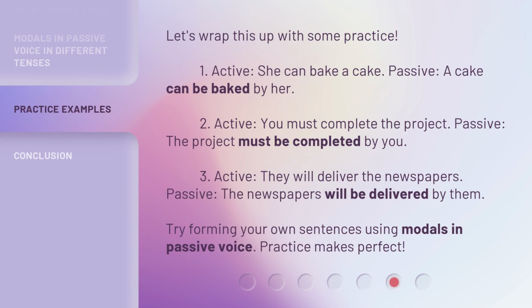Let's wrap this up with some practice. 1. Active: "She can bake a cake." Passive: "A cake can be baked by her." 2. Active: "You must complete the project." Passive: "The project must be completed by you." 3. Active: "They will deliver the newspapers." Passive: "The newspapers will be delivered by them."